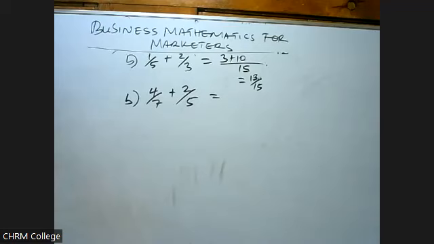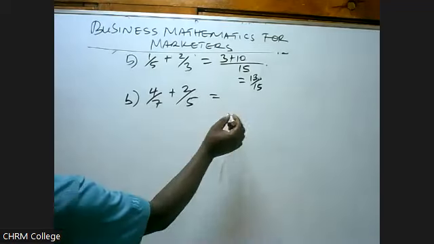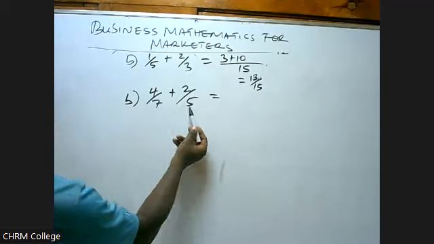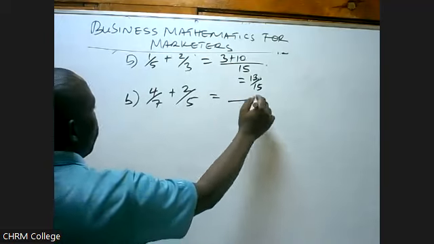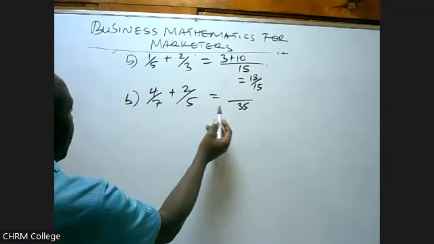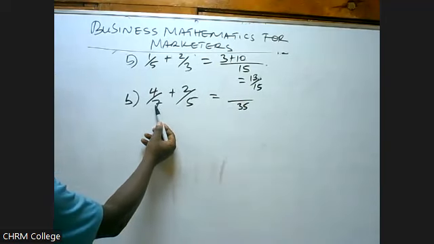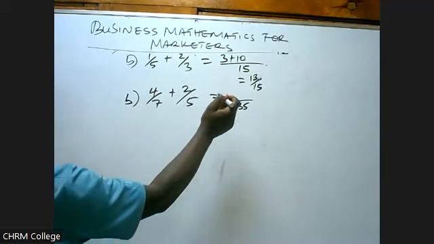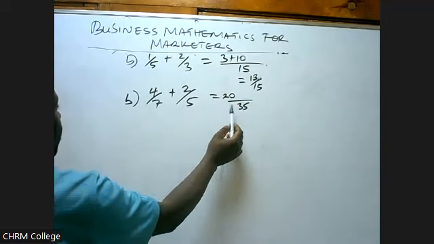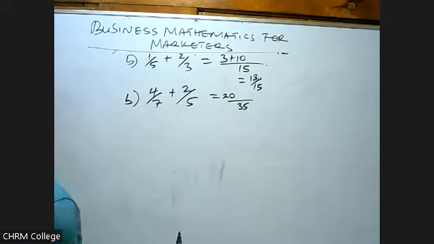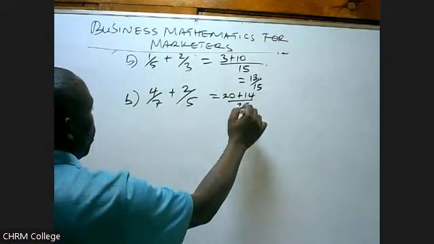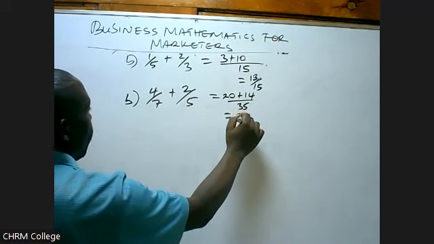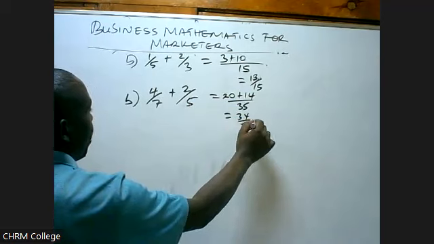So first of all, you get the LCM. The LCM of 7 and 5 is the same as 5 times 7, because no number can divide these two. The LCM will simply be 35. 35 divided by 7 is 5. 5 times 4 is 20. 35 divided by 5 is 7. 7 times 2 is 14. So this one will be equal to 34 over 35.